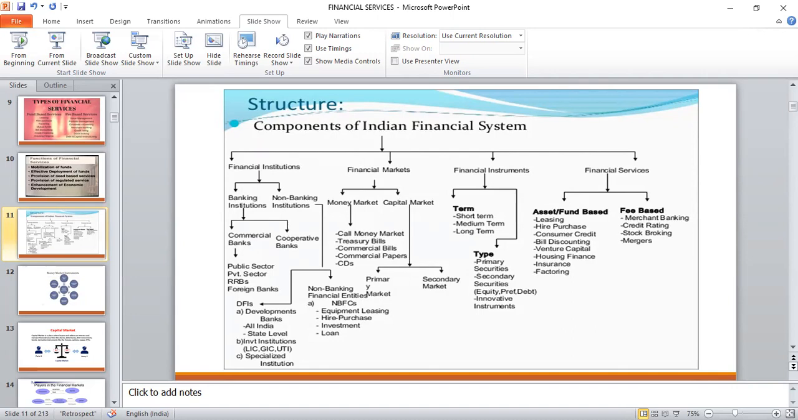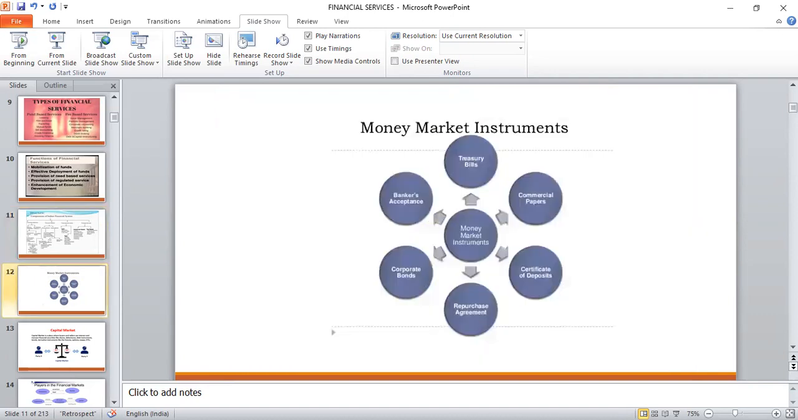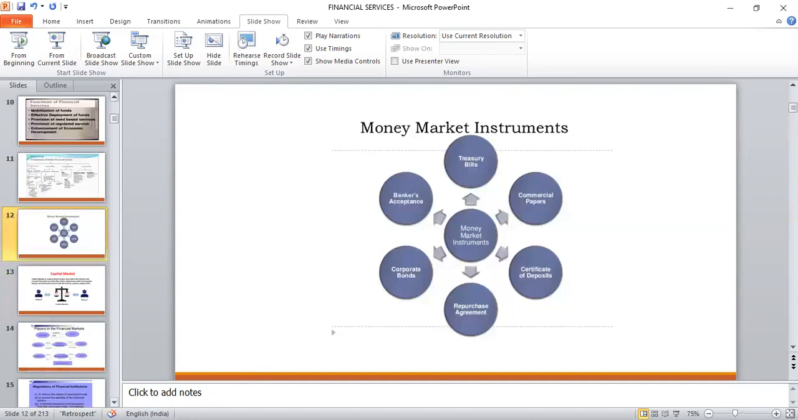So how do the financial services come from the financial institutions? How are they partitioned from the financial institutions? I just want you to look at it, right? Yes. So I'll just go to the next one. The money market instruments. What are the money market instruments? They are treasury bills, commercial papers, certificates of deposit, repurchase agreements, corporate bonds, and bank accounts. These money market instruments and the capital market all come under fund-based services.